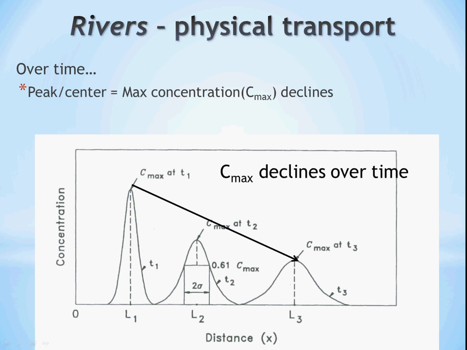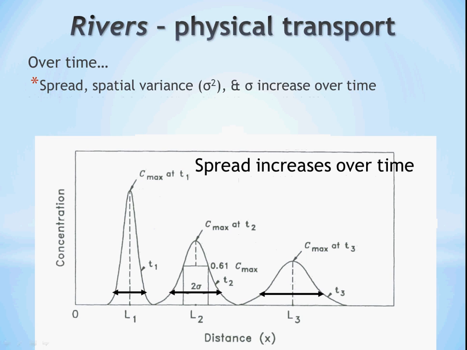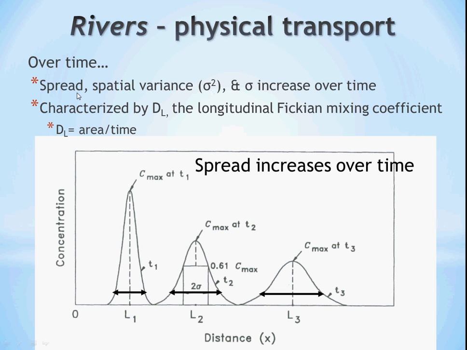Okay, so that's just another way of looking at the fact that the peak concentration, or the maximum concentration, declines over time. So this is one time point, another later, and then another time point even later. And at the same time, the spread of the distribution increases. So the distribution becomes wider. So you can look at that as the spread increases, the spatial variance increases, or the standard deviation increases over time. So we characterize this spread using the longitudinal Fickian mixing coefficient, or DL, and that's in units of area per time.